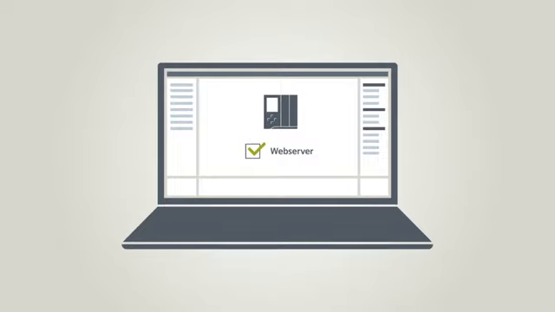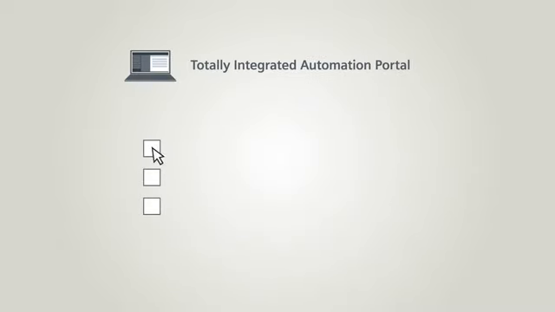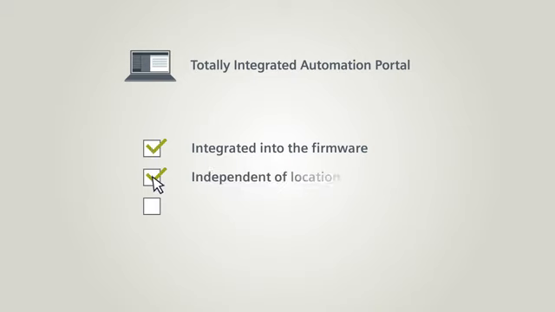The web server is integrated into the firmware of the controller. With the help of a web browser or the Simatic S7 app, CPU signals can be queried very easily and totally independent of location. This enables you to respond much more quickly at decisive moments.